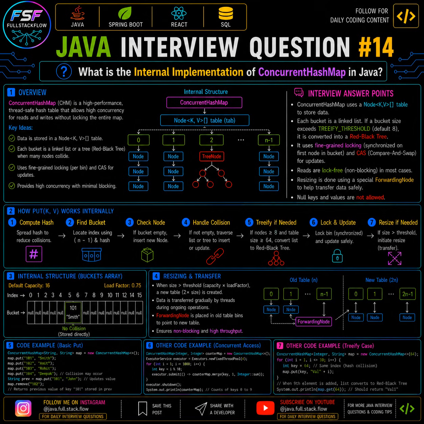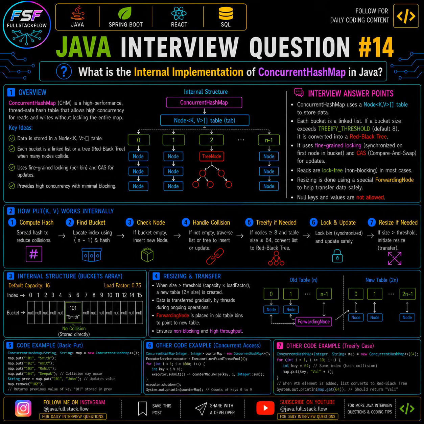Now let's talk about resizing. As more elements are inserted, the table eventually becomes full. Instead of stopping all threads, ConcurrentHashMap creates a larger table, then it gradually transfers data. During this transfer, Java uses a special object called ForwardingNode. Its purpose is simple. If another thread comes during resizing, the forwarding node tells it whether the data has moved, so other operations continue smoothly. If size is greater than threshold, it initiates the resize. Default capacity is 16 and load factor is 0.75.